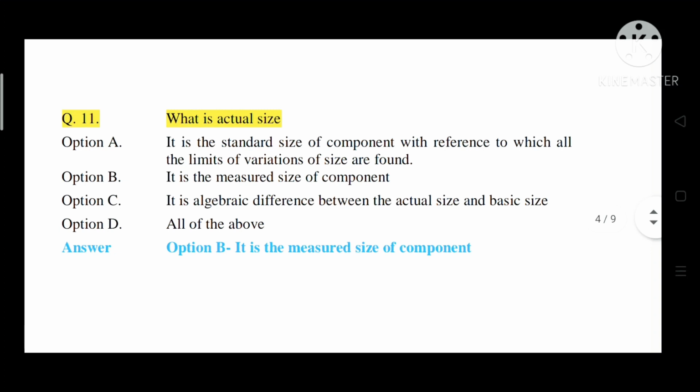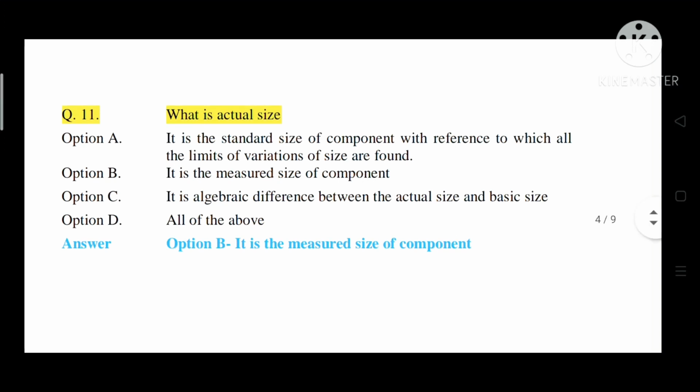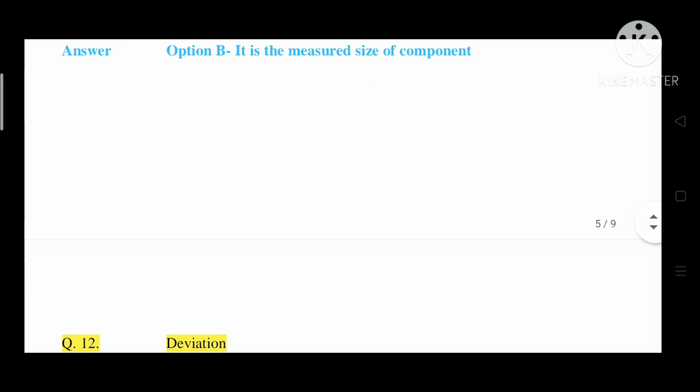Question number 11. What is actual size? Option A, it is the standard size of component with reference to which all the limits of variation of size are found. Option B, it is the measured size of component. Option C, it is algebraic difference between the actual size and basic size. Option D, all of the above. So correct answer is option B, that is, it is the measured size of component, that is actual size.